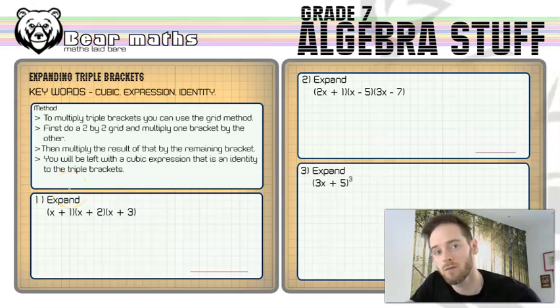This one is on expanding triple brackets. The keywords here are cubic, expression and identity. So a cubic is something with a little power of 3, alright? When you get a cubic expression, you normally get x cubed, x squared, x and a number term. Okay, so you get those 4 parts to it. You don't always get 4 parts, but most of the time you'll get 4 parts when you expand these out.